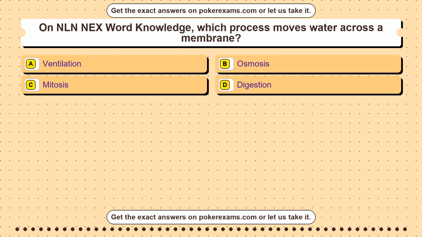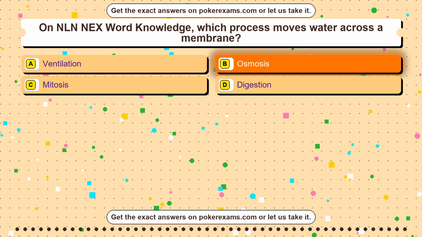Question 44. On NLN NEX Word Knowledge, which process moves water across a membrane? Option A ventilation. Option B osmosis. Option C mitosis. Option D digestion. The correct answer is option B.